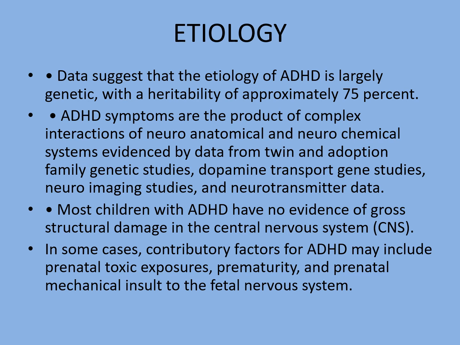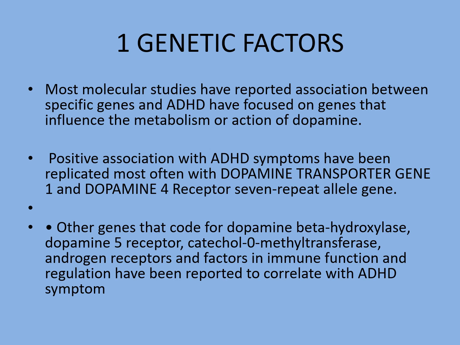The etiology of ADHD is largely genetic with a heritability of approximately 75%. So ADHD symptoms are a product of complex interactions of neuroanatomical and neurochemical factors, as evidenced by data from twin and adoption family genetic studies. Also, there is genetic involvement of dopamine transporter gene studies, neuroimaging studies, and neurotransmitter data. It suggests genetic factors, the positive association of ADHD with dopamine transporter gene 1 and dopamine 4 receptor 7 repeat allele gene.